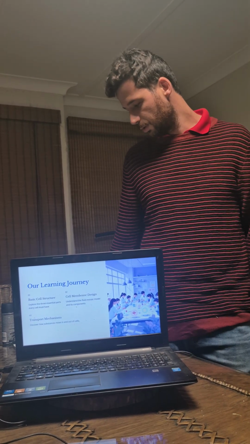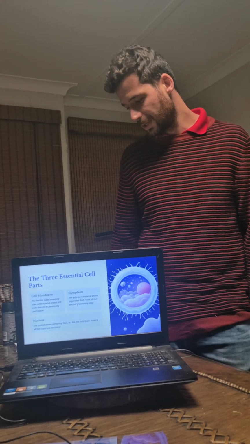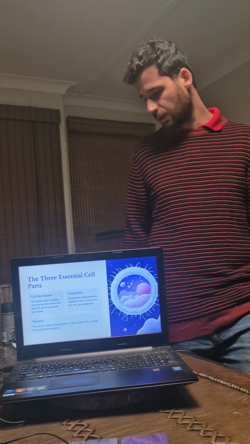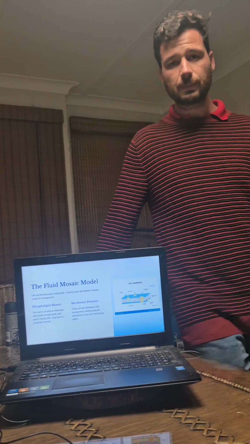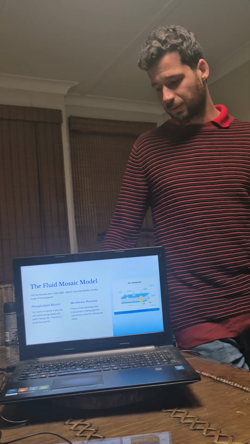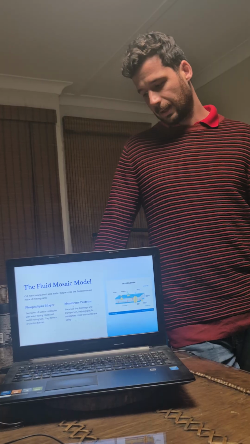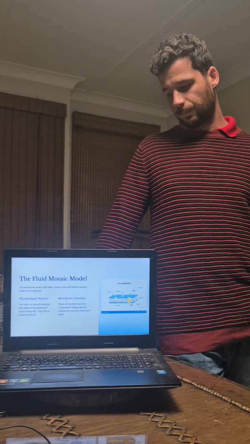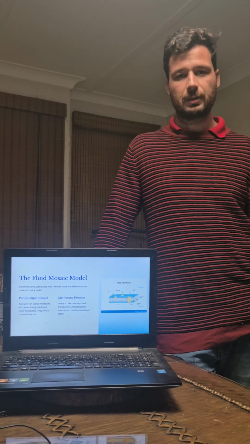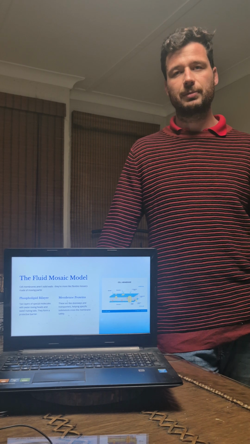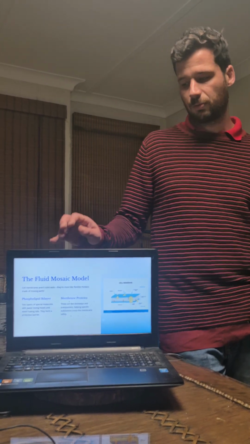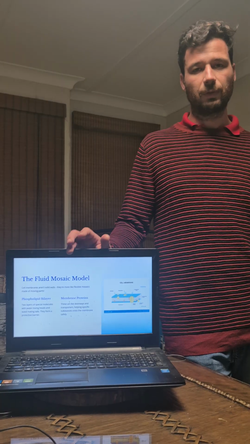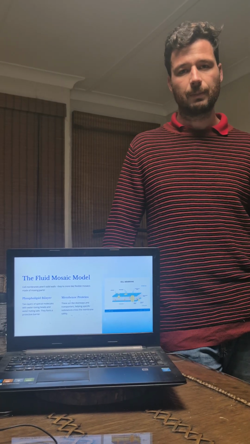Okay. You move on to your next slide, which is the fluid mosaic model, which describes the structure of the cell membrane. There are two important things you're focusing on here. Number one, obviously, it's used to explain how substances enter and exit the cell. And then secondly, you have your phospholipid bilayer, which is very important, as well as the membrane proteins.